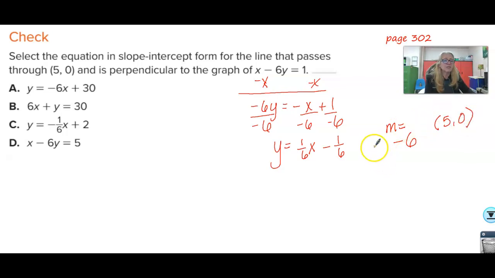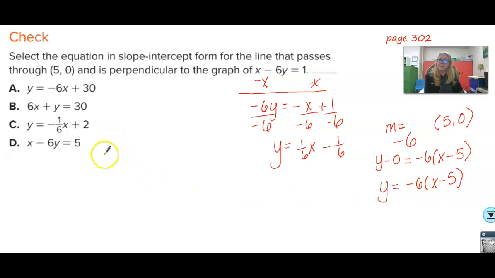Now they want us to use point-slope form. Okay, so it would be y minus the y coordinate, which is 0, equals the slope, -6, times x minus the x coordinate, which is 5. Okay, now they're probably going to get rid of this -0. So they're probably just going to have y on the left and -6 times (x minus 5).